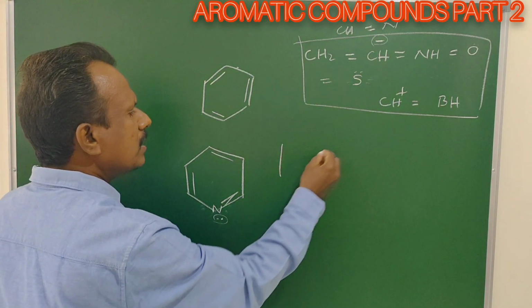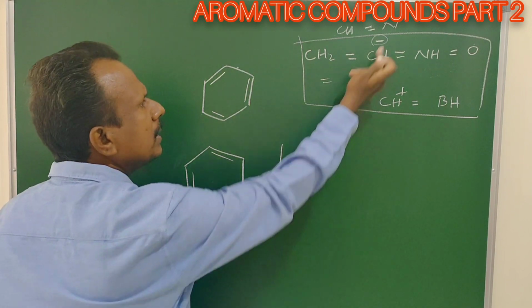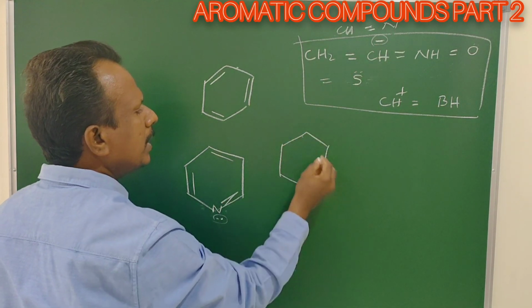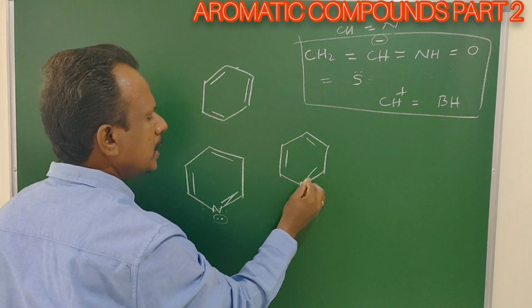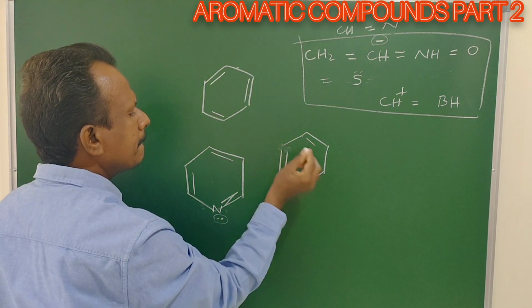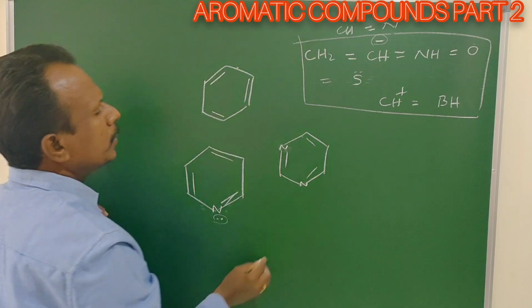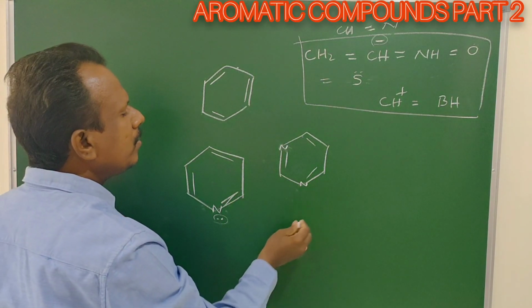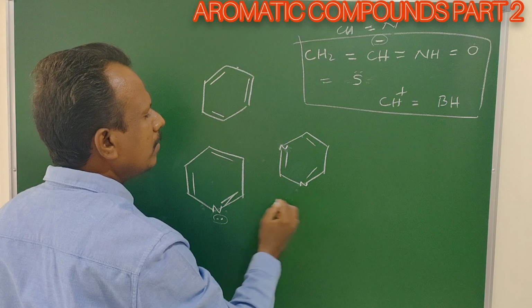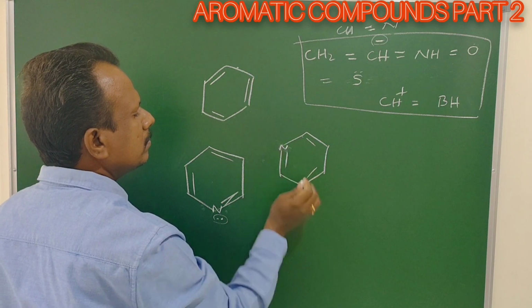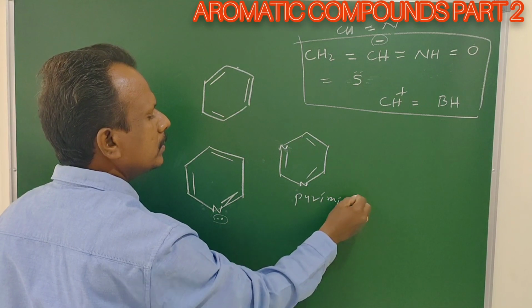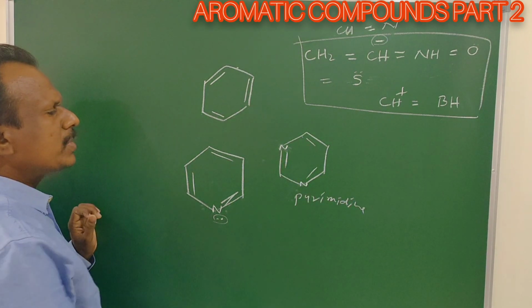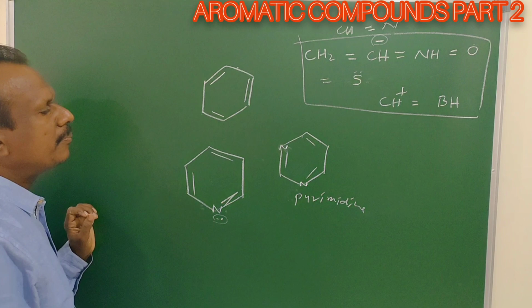Next, another CH group is replaced by N in benzene. Here N. It is known as pyrimidine. Pyrimidine is the nitrogen base present in DNA.